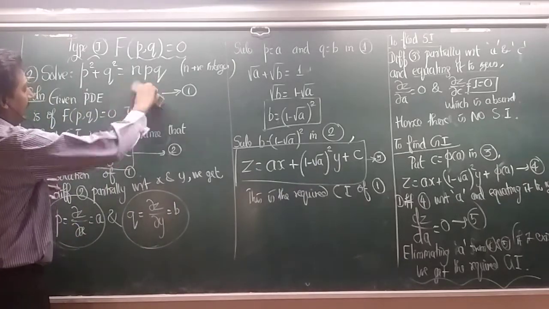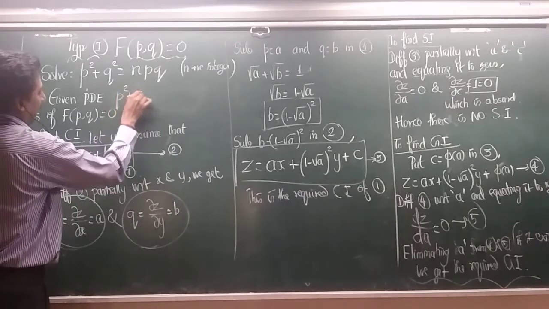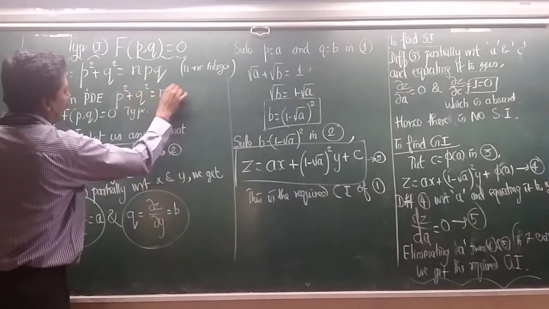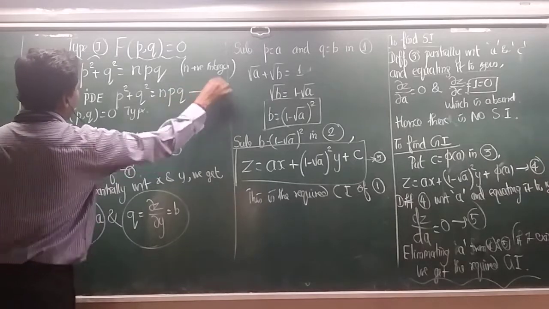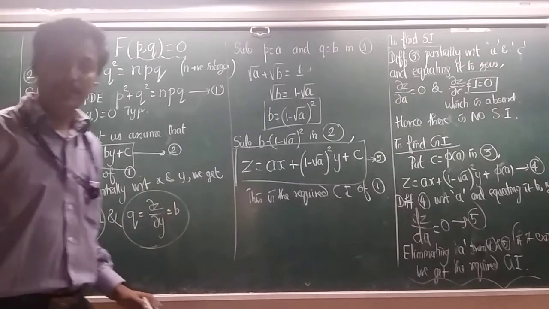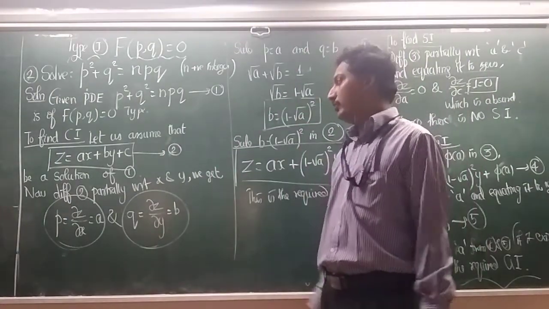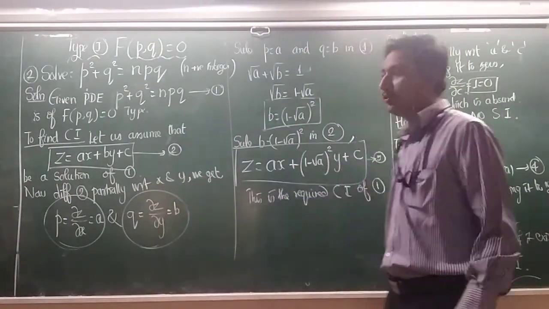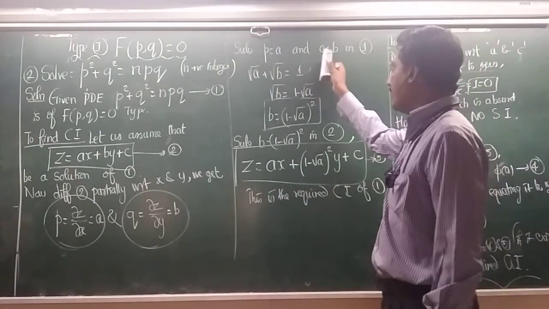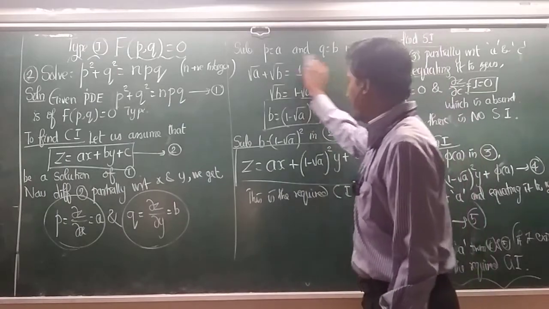So the given PDE is p squared plus q squared equal to npq. This is equation number 1, of f of p comma q equal to 0 type. So to find the complete integral, once again the same idea: z is equal to ax plus by plus c. Differentiating with respect to x and y, we get p equal to a, q equal to b. Now substitute p equal to a and q equal to b in the given PDE.